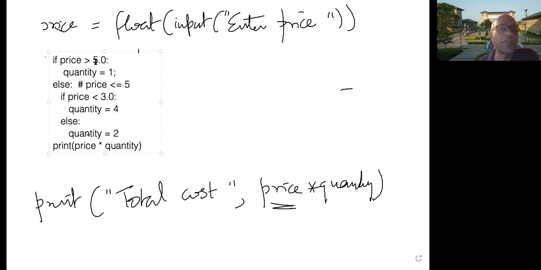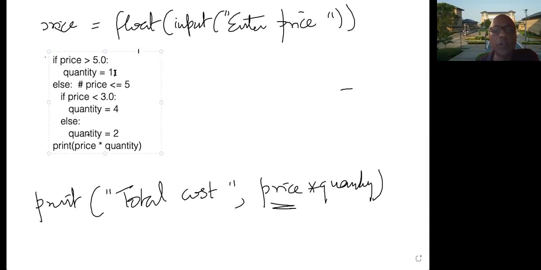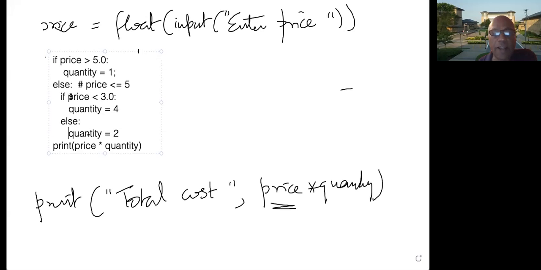That is a very good answer. If it is 5, this is not true. 5 is not greater than 5. So this will be ignored. You will come to the else. Price less than 3? The answer is no. Price is 5. So this will be ignored, but then the else part of this will be hit and you will set quantity to 2.